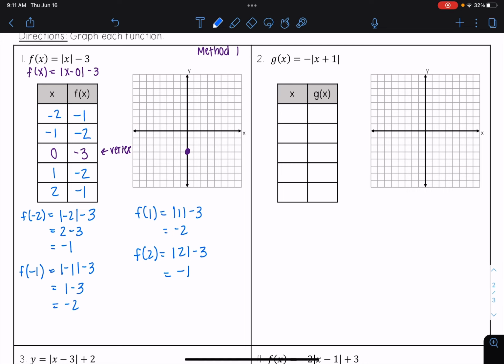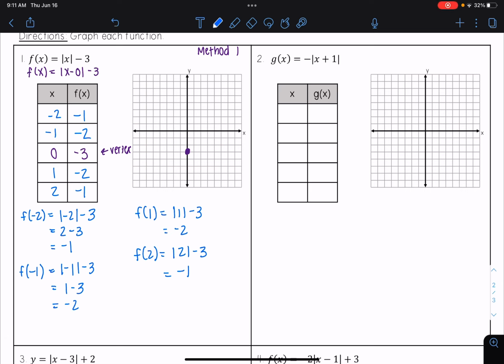So you may notice a pattern that occurred in my table here. I see that the points on either side of my vertex have the same f of x value, and so on. And that's going to be because it's symmetric, so you'll see that pattern each time. That's a good way to check to see if you're doing the problem correctly.